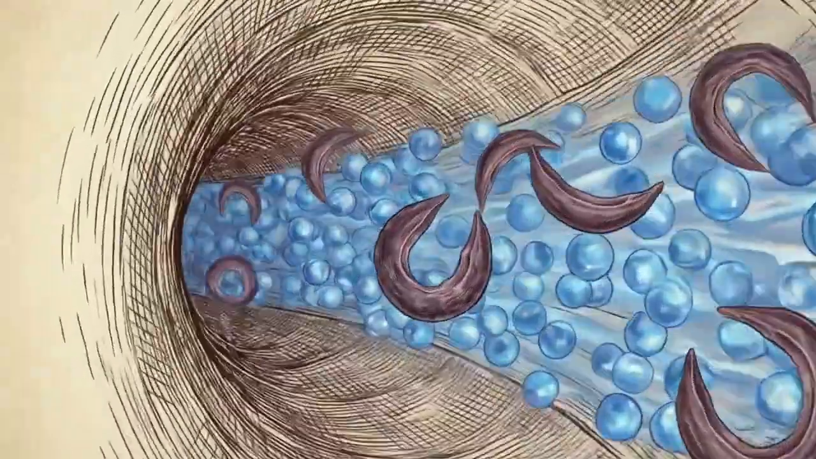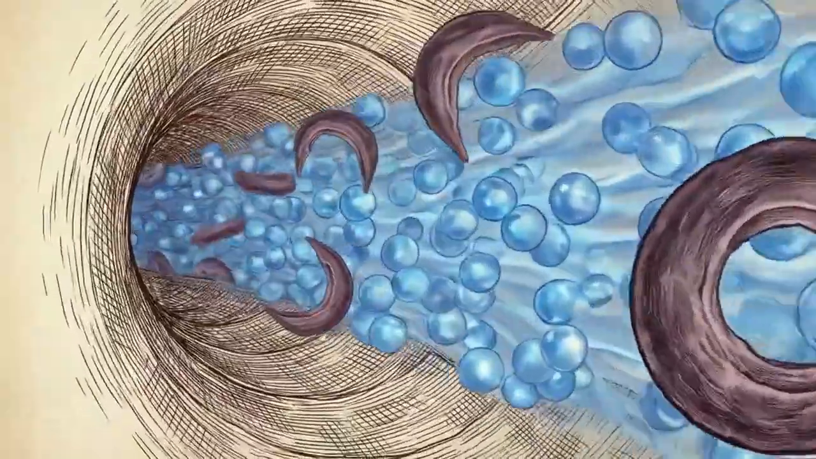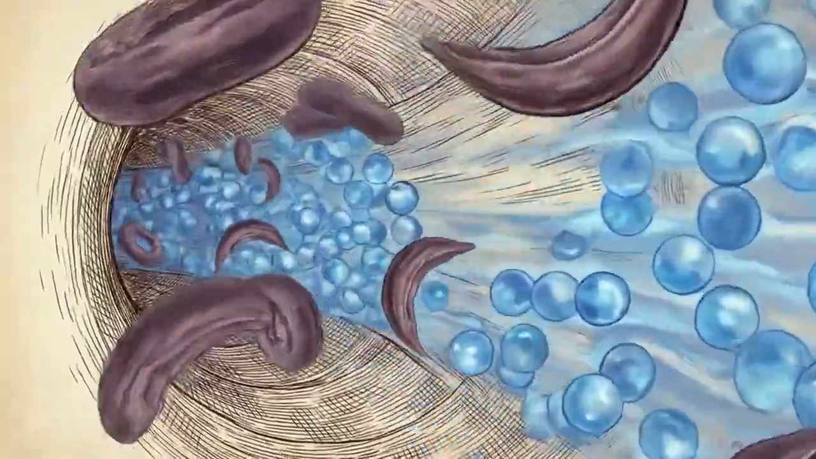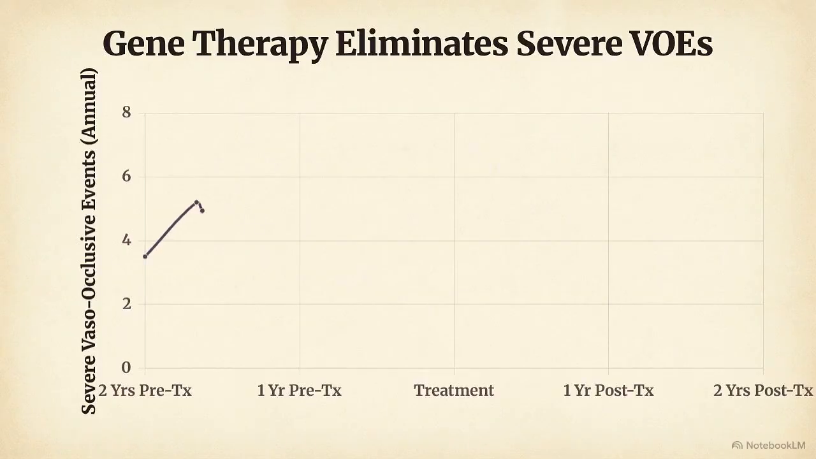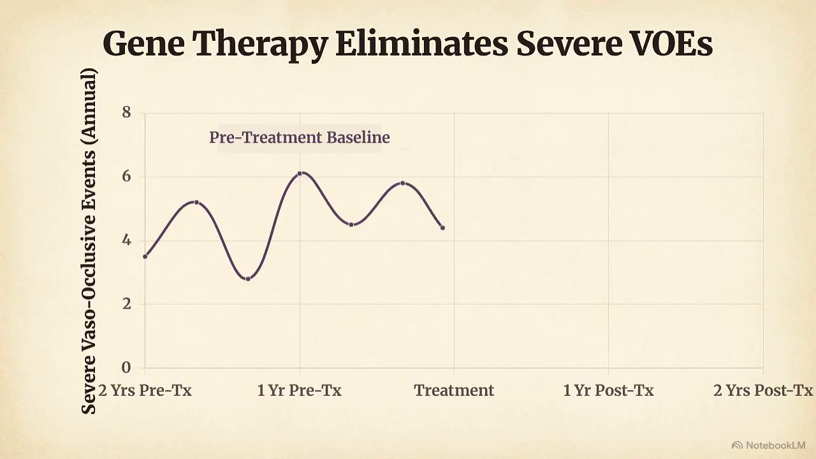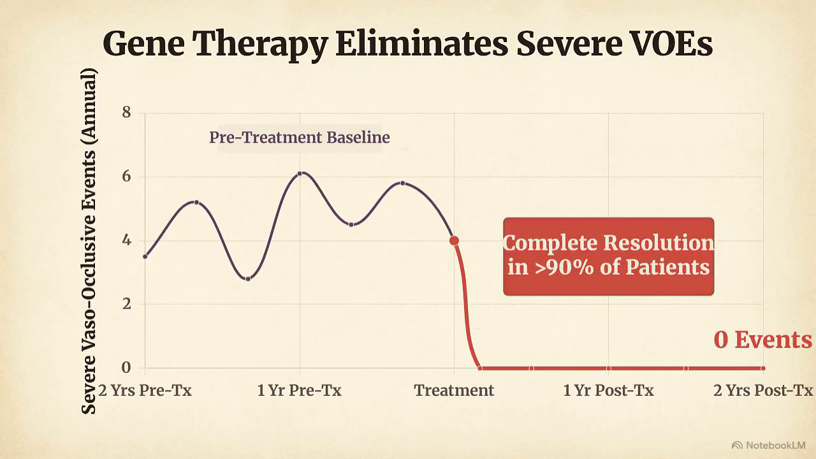By flooding the system with protective fetal hemoglobin, the therapy overrides the behavioral effects of the beta S mutation. In clinical trials, this specific genetic edit completely resolved severe vaso-occlusive events in over 90% of treated patients.